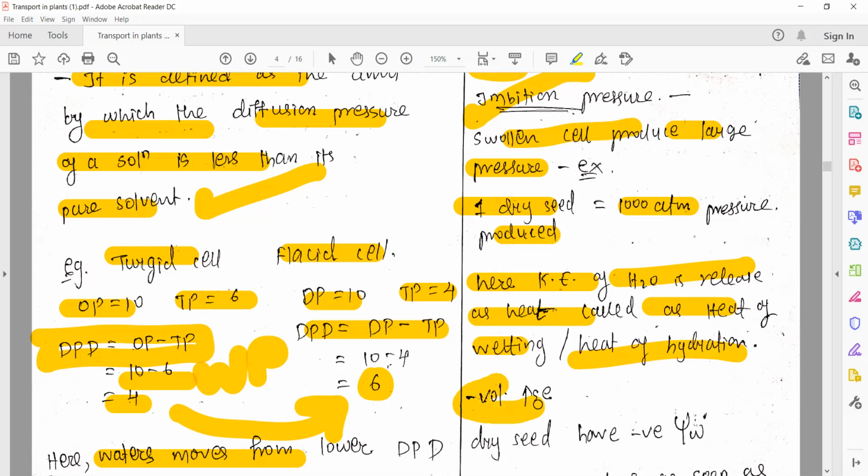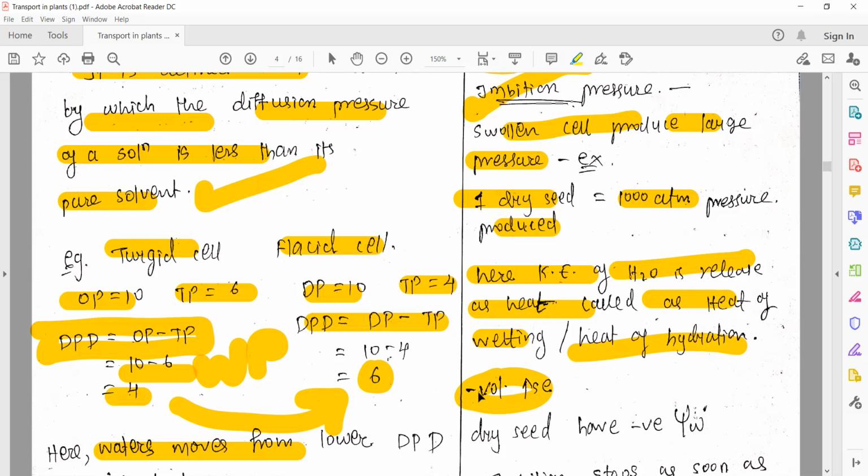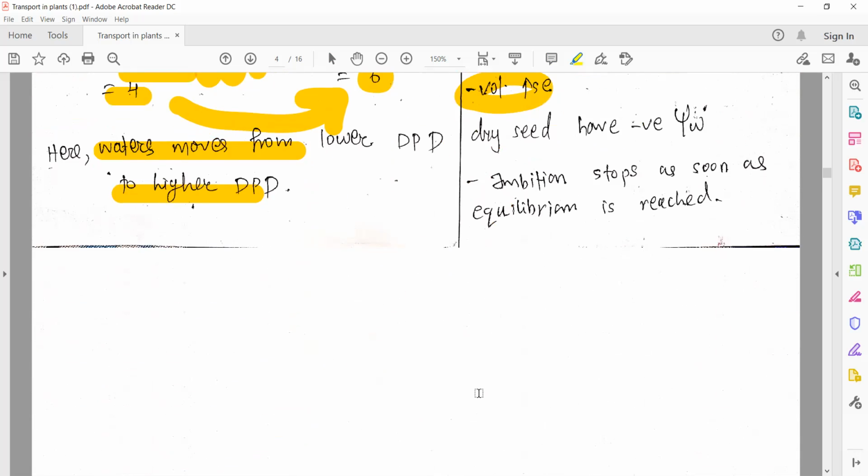One thing you are also able to see is that the volume has increased, because of the entry of the water. Now, dry seed will always have a negative water potential. Always keep in mind, dry seed will have a negative water potential. Therefore, things move from the higher water potential to the lower water potential, right? Imbibition stops as soon as equilibrium is reached. What do you mean by equilibrium? It means everything has been balanced. Now no net movement will be seen over there.